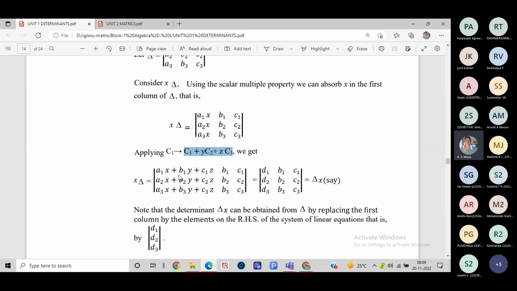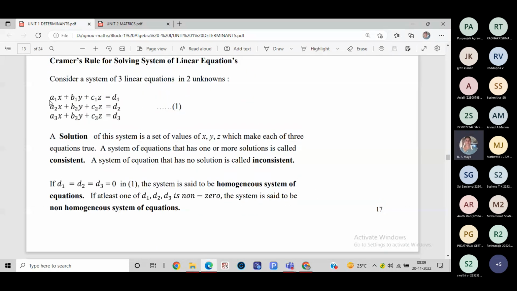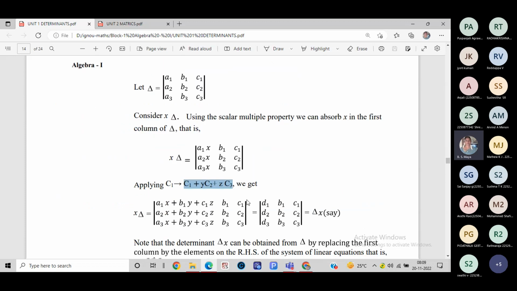Can you tell me, A1x, B1y, C1z is equal to D1? Observe the equation: A1x plus B1y plus C1z is equal to D1. What about the second line? A2x, B2y, C2z will be equal to what? D2. A3x, B3y, C3z is equal to what? D3. Now see, this x delta can be represented as what?